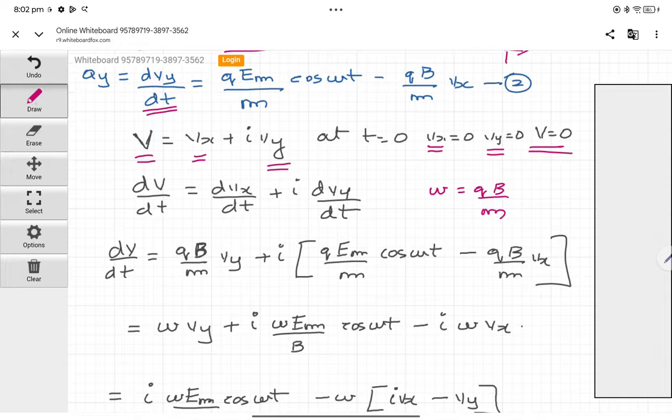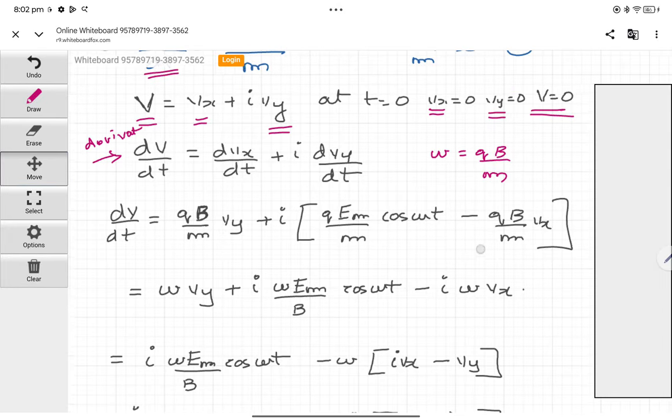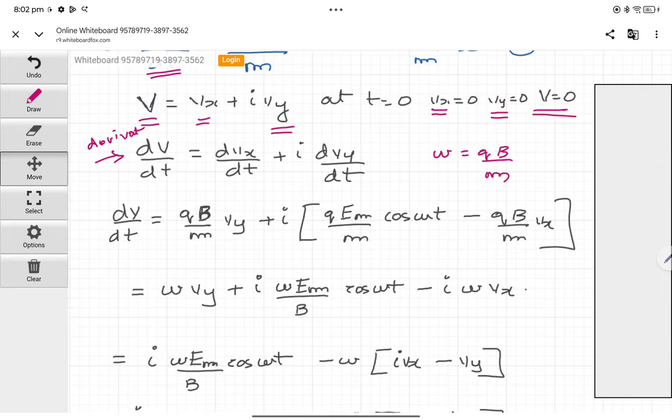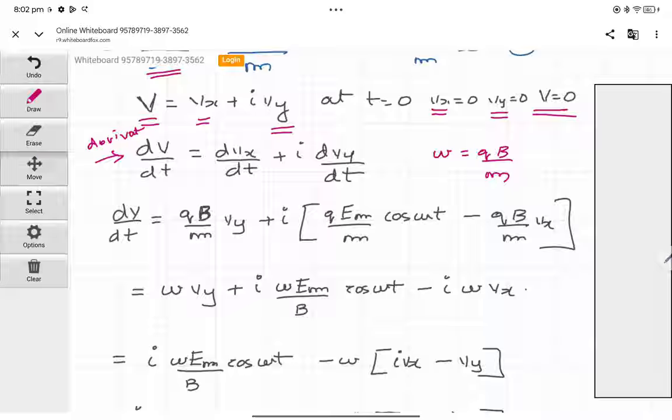You take a derivative over here. So we have taken a derivative. So dV/dt is dVx/dt plus i times dVy/dt. You can either take a screenshot of this, or don't worry, I put the PDF of this entire solution in the description box. So you can download that or take a screenshot. Suit yourself.